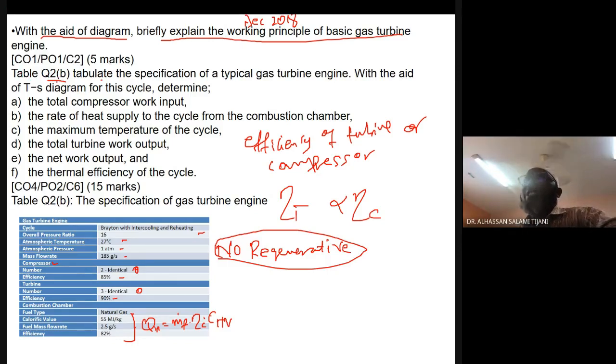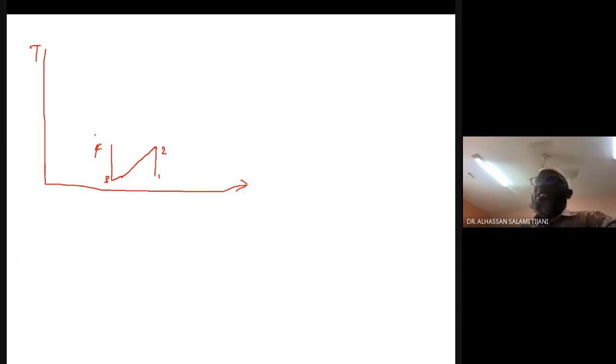It says, table question 2B is, okay, tabulate the specification of a typical gas turbine engine with the aid of TS diagram for this cycle, determine the total compressor work, the rate of heat supply to the cycle from the combustion chamber. Okay, the maximum temperature of the cycle, the total turbine work output, and then the network output, and the thermal efficiency. So cleverly, we need to draw this.